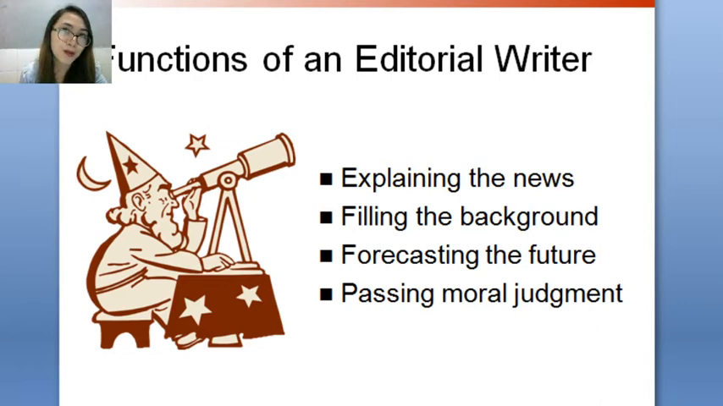Kasi paano man mapapersuade yung mga readers mo, 'di ba, kung hindi mo naman na-explain ng maayos? The functions also include filling the background, forecasting the future, and passing the moral judgment. Passing the moral judgment in a way na hinahayaan mong mag-reflect or ma-analyze ng mga readers mo yung mga sinasabi mo na based din sa mga facts and based din sa truth.